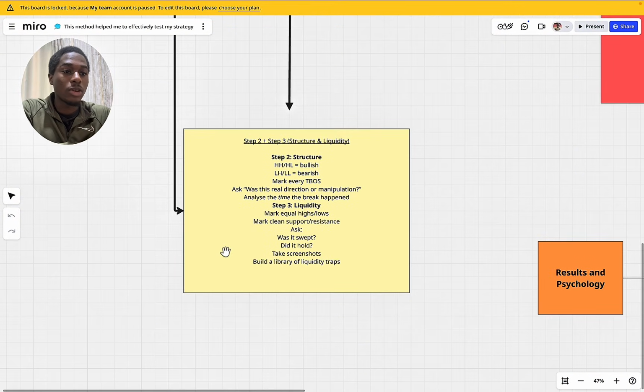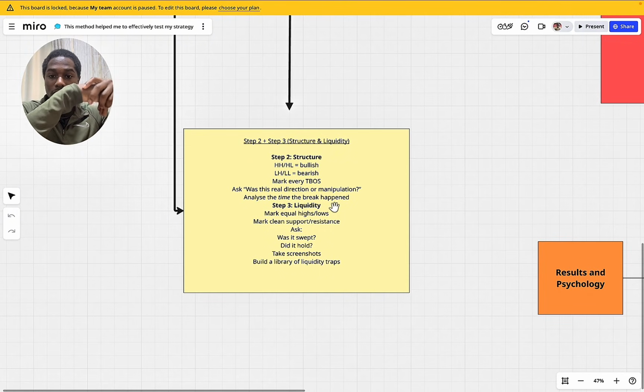Now, step 3, liquidity. Mark equal highs and lows that we have. Mark clean support and resistance. Ask, was it swept? Did it hold? Take screenshots and build a library of liquidity traps. Every time you see equal highs and equal lows being created, mark how, mark when, mark why. Mark our support and resistance areas as well. So this applies the same concepts to equal highs and lows.